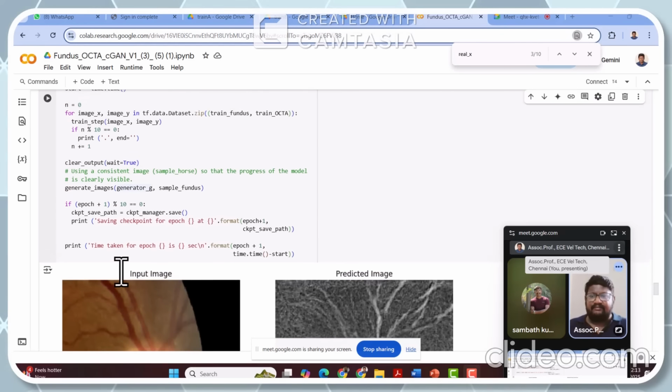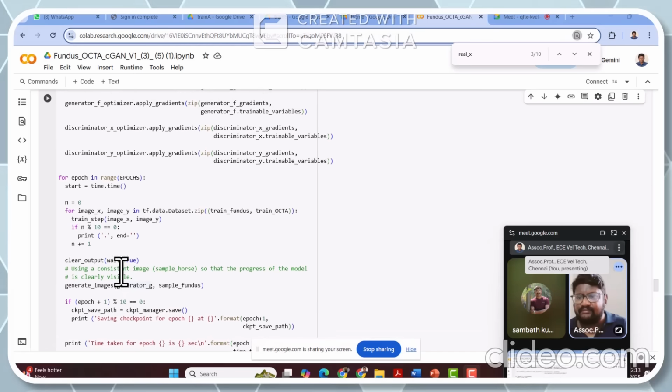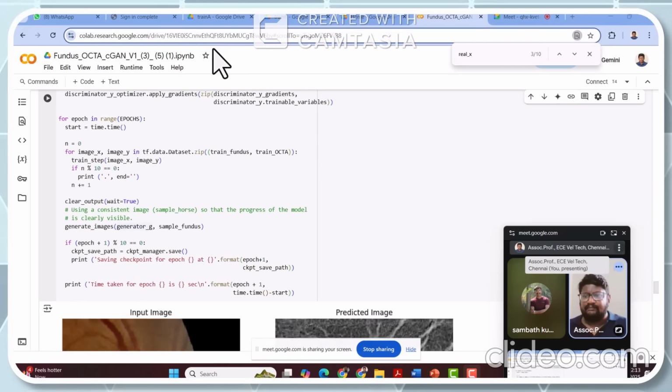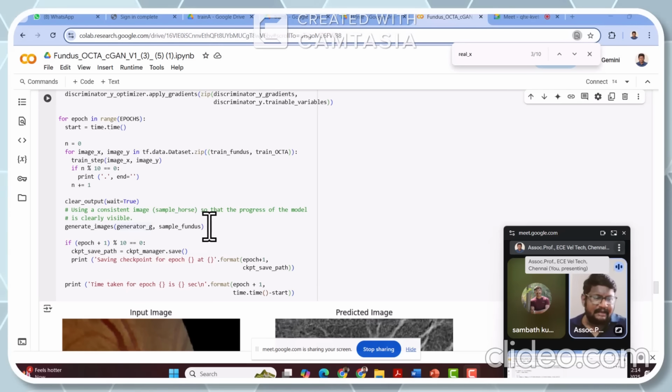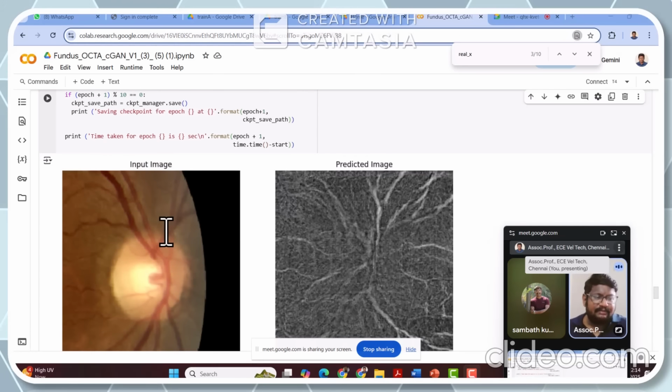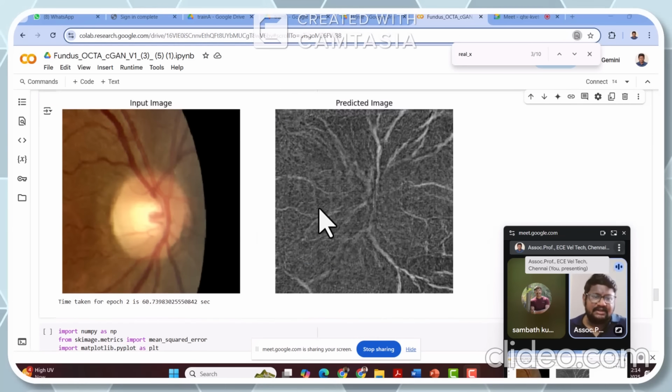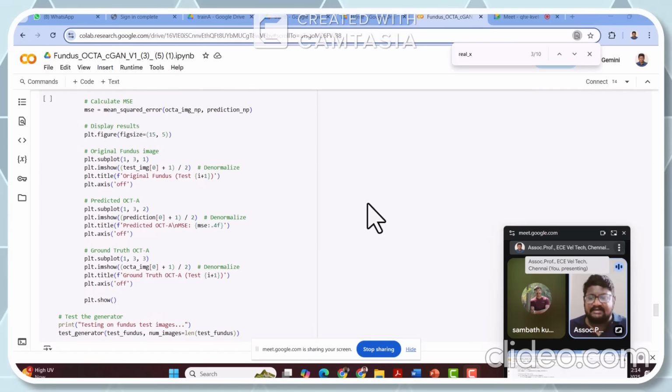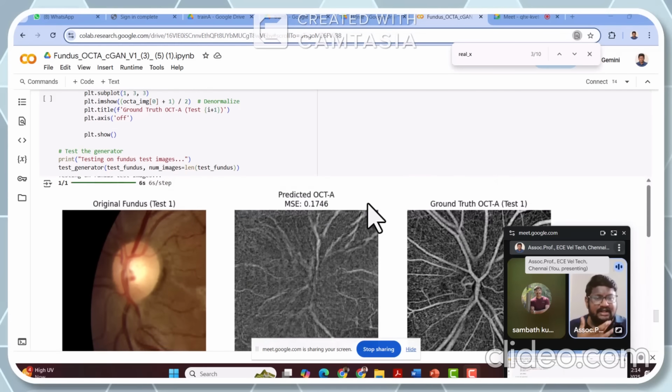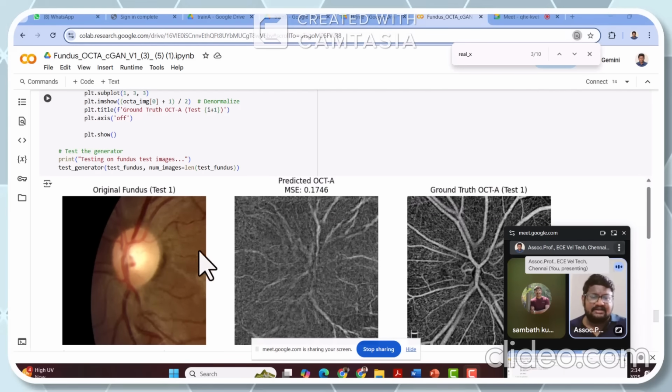Now the code generate_images, generate_G for a sample fundus. One fundus image we take and give as input to generator_G, and how the image is predicted is shown here. This is the original image, and this is the predicted image by our algorithm. We have taken several images and estimated the mean square error also. This is the original fundus image, this is the image predicted by our algorithm, whereas this is the ground truth. The ground truth is taken from test_B, like train_B, we have test_B.